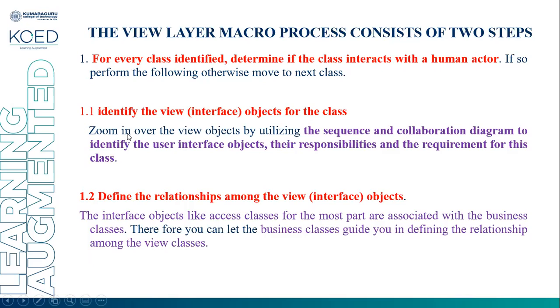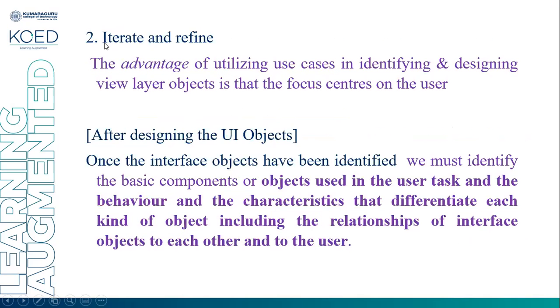Identify the view objects for the class. Zoom in over the view objects by utilizing the sequence and collaboration diagram to identify the user interface objects, their responsibility and requirements for this class. Define the relationship among the view interface objects. Interface objects, like access classes, for the most part are associated with the business class. Therefore, you can let the business class guide you in defining the relationship among the view classes. And the next step is iterate and refine.